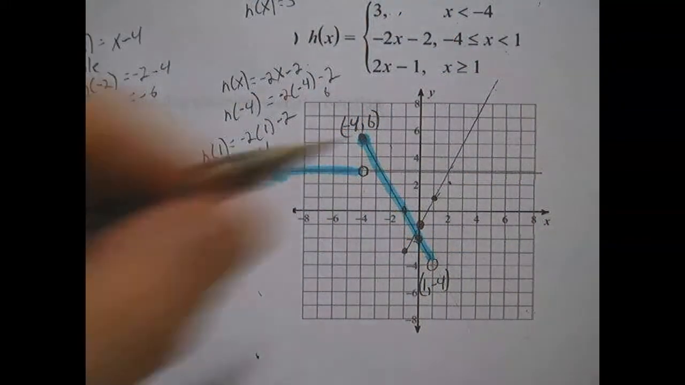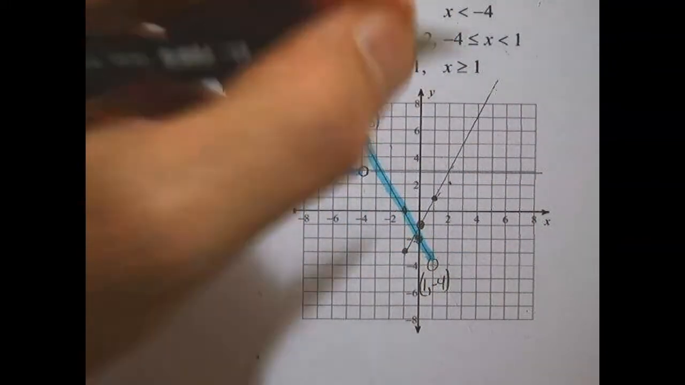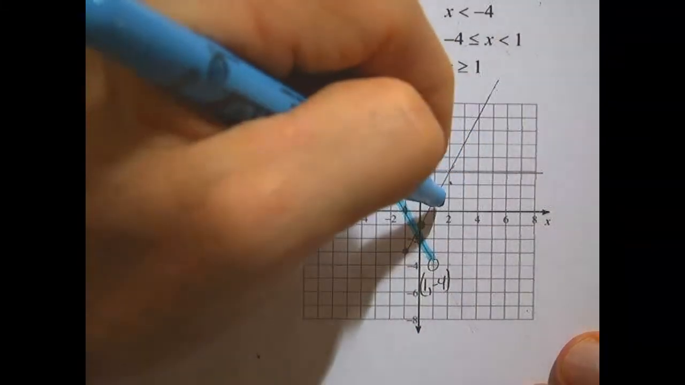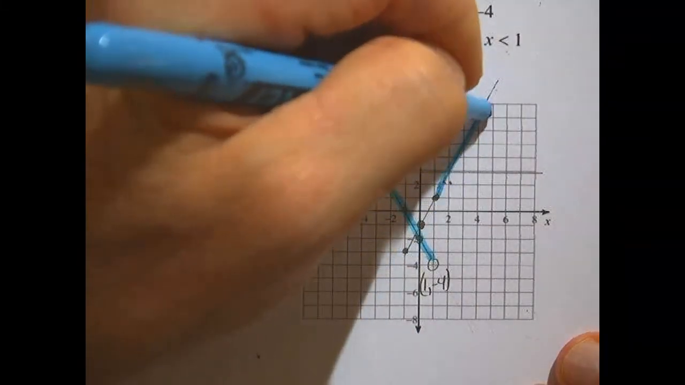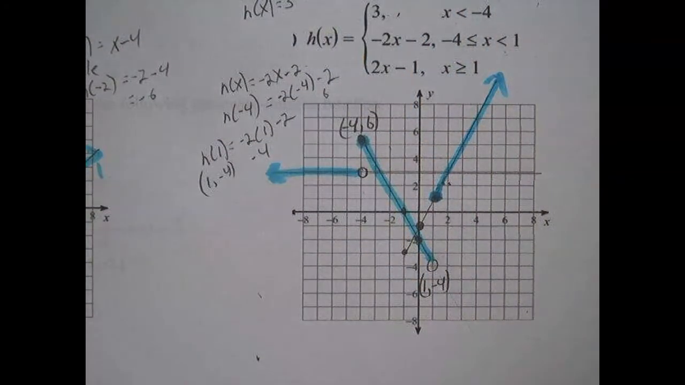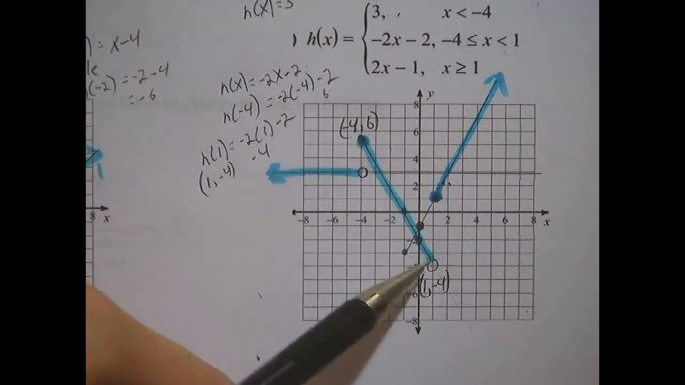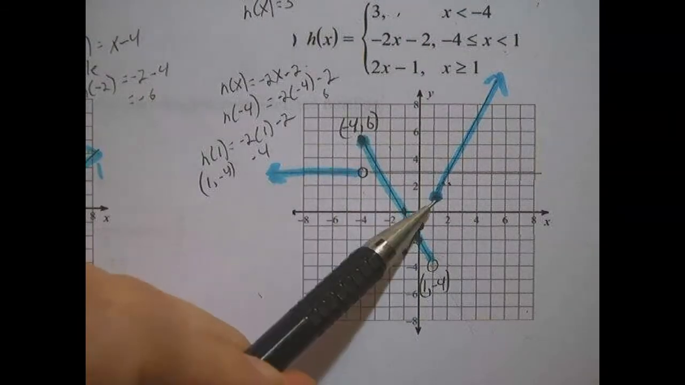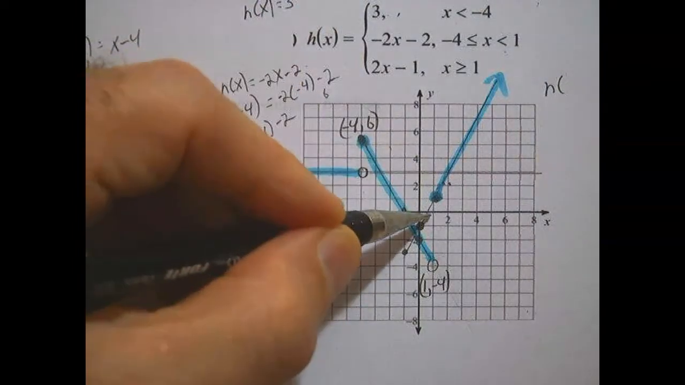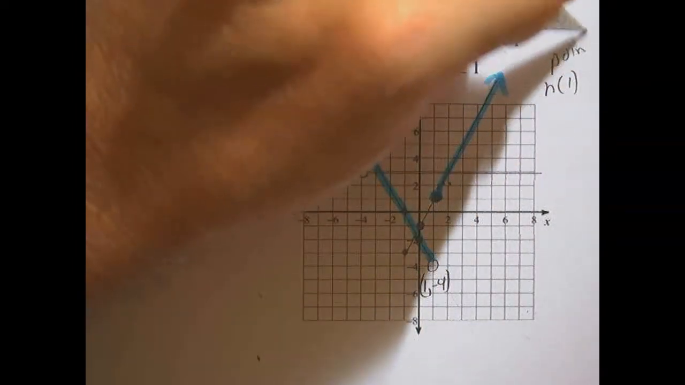Okay. Now I only want this when x is greater than or equal to 1. So here's the 1. I want this part, and I want everything to the right of that, which is also pretty much going up. And there's the end point. You can clearly see on my graph, there's holes here and here, and there's points here and here. Let's label this last end point by finding h of 1. That's the end point. So h of 1 is a point.